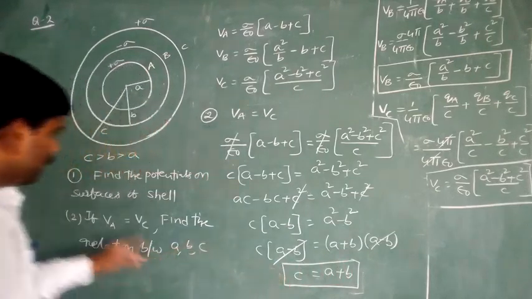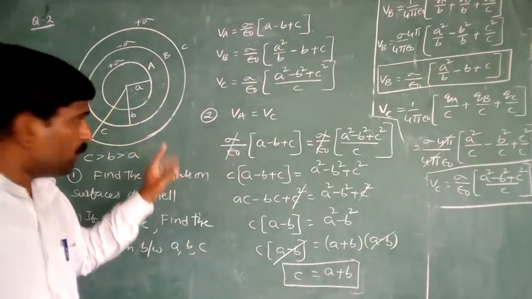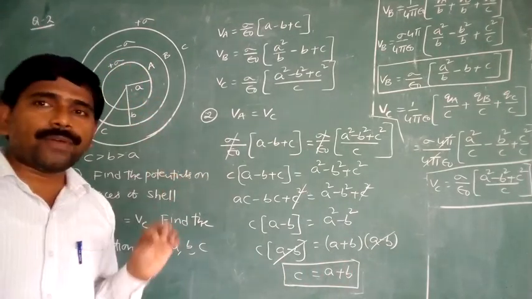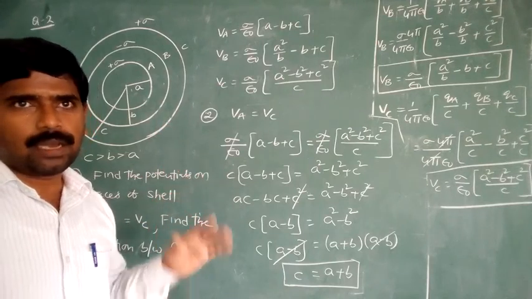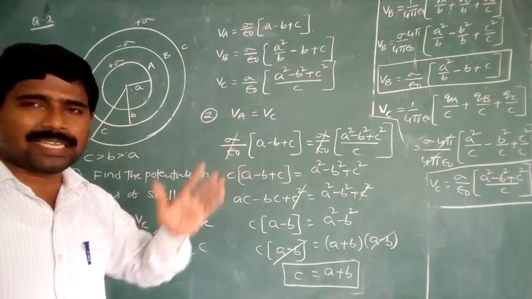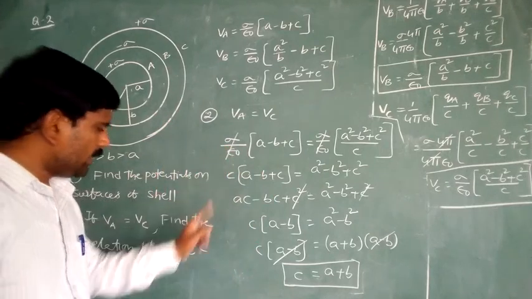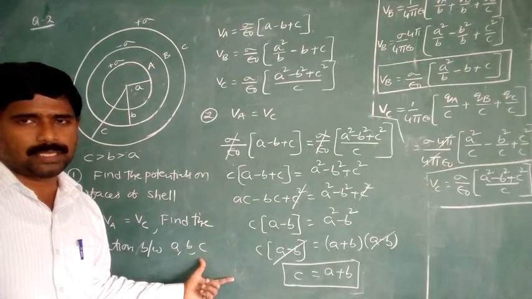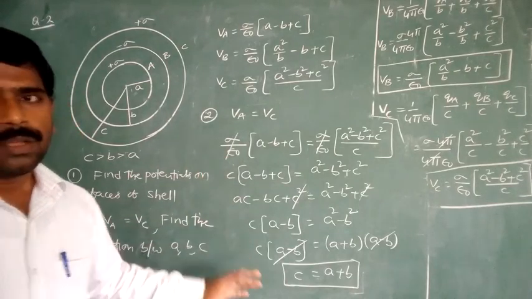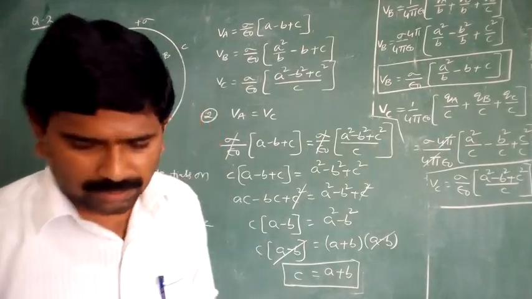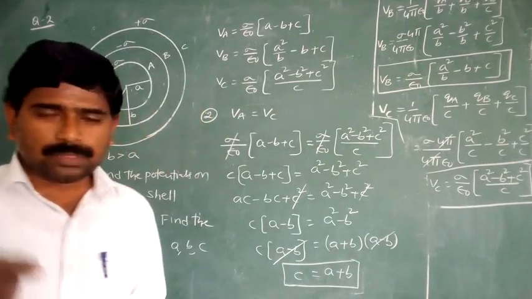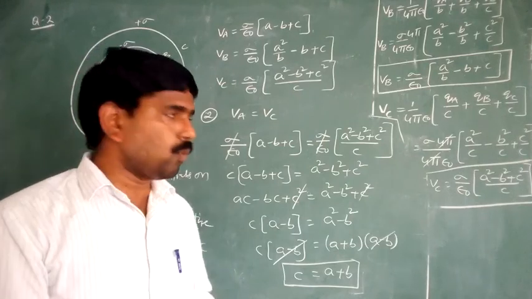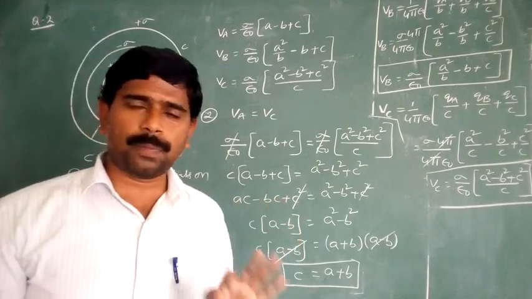So this is the problem. Here they are actually giving the sigma surface charge densities. From that they want to find out the electric potentials on the surfaces of the first shell, second shell and third shell. At the same time they want to find out the relation between A, B, C. We found this. So problems are going like this. These models are important. Remember that these models are important for competitive purposes.